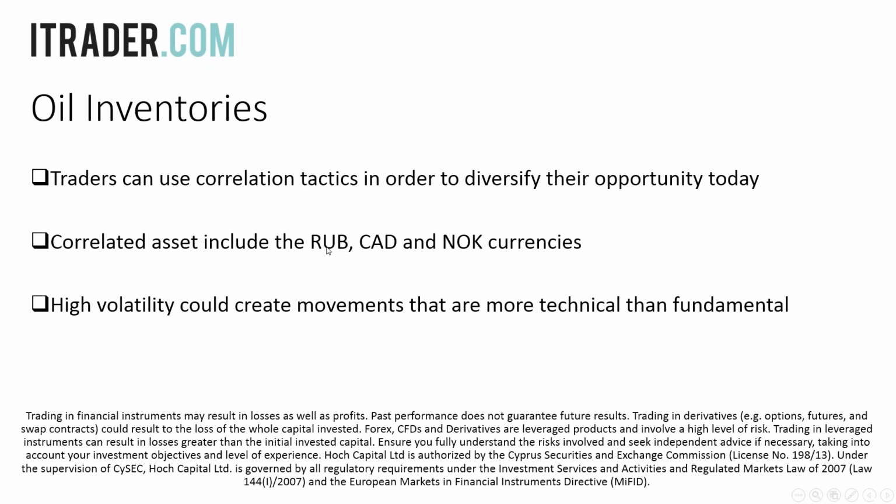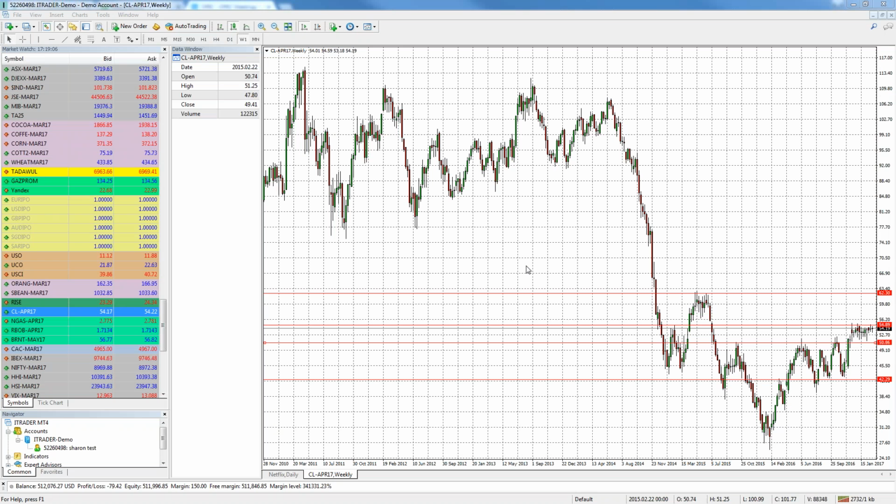Correlated assets include the ruble, okay? These are currencies, Forex: the ruble, the Canadian dollar, the Hong Kong dollar, the NOK currencies. These countries are massive exporters of oil. We're talking about Russia, Canada, and Hong Kong. And usually these currencies work with a very hard correlation with crude oil prices. So if you want to trade not only on oil, you can trade one of those currencies as well, very correlated. High volatility could create movements that are more technical than fundamental, right? Pay attention to this. Put some support and resistance lines before you trade. And of course, good luck.